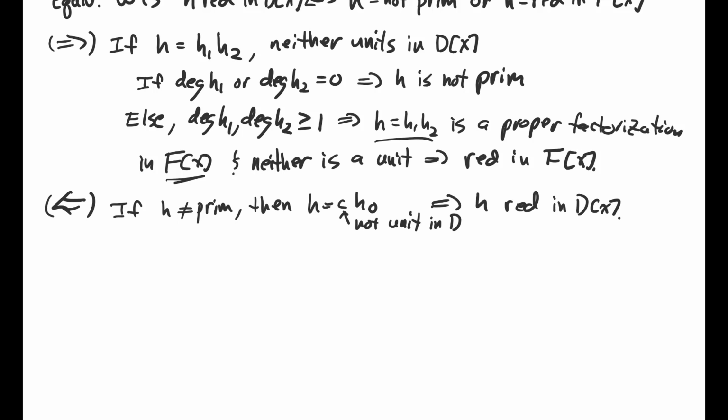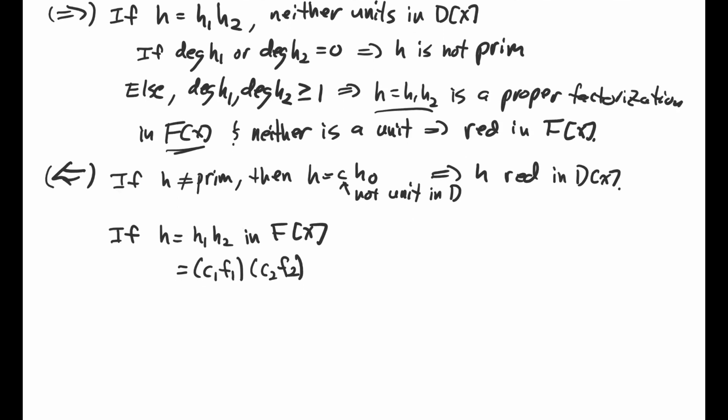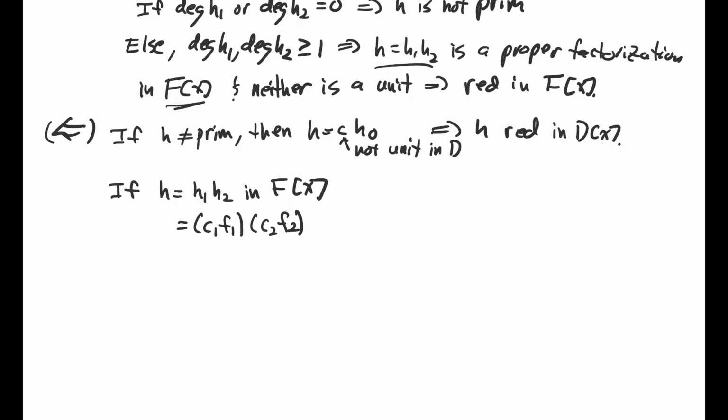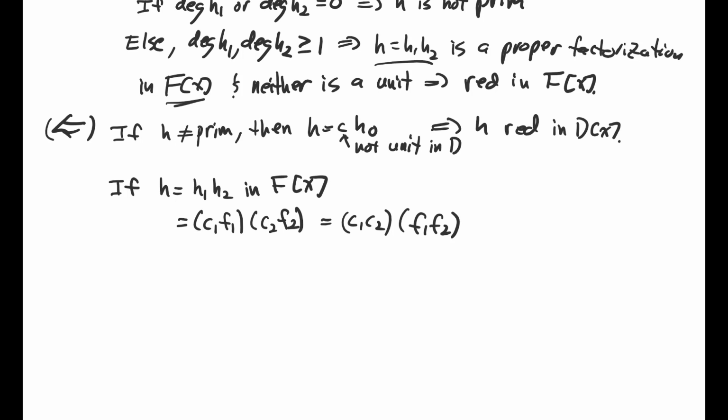The last case, suppose h is reducible in F[x]. All right, so suppose we factored h as h1, h2 in F[x]. At first, this doesn't help us in D[x] because there are all sorts of fractions going on. But we can factor out those fractions in each case. So using the first part of the lemma, c1 and c2 will be elements of the field, and f1 and f2 will be in D[x] and primitive. All right, rearranging terms, h is c1, c2, f1, f2, and these guys are still primitive.